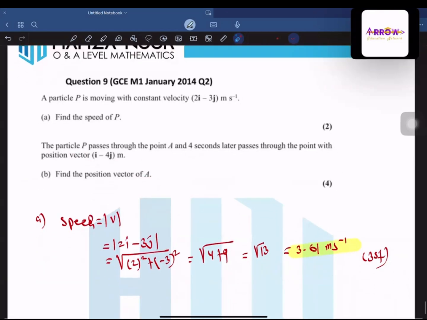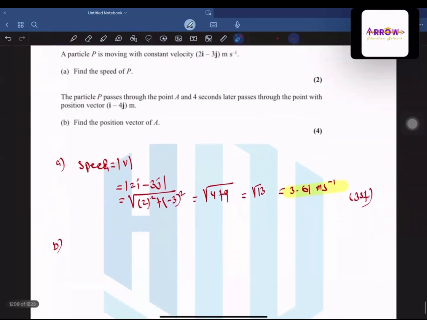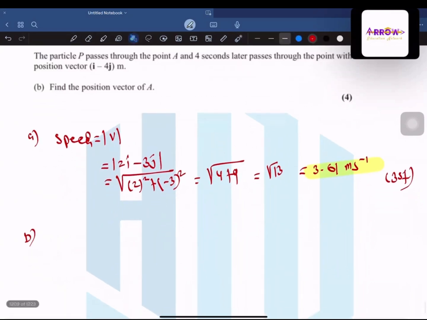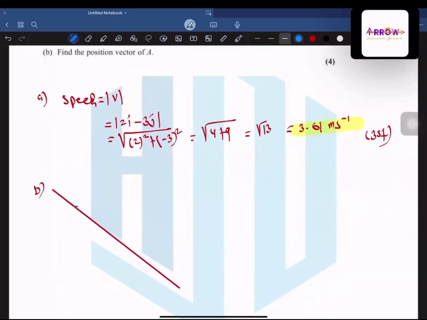If I make a sketch for the information we know so far, we know that the particle is moving with constant velocity 2i minus 3j meter per second. So horizontally 2 units towards the right and 3 units downwards. The path of the particle is something like this, 2 units towards the right and 3 units downwards.